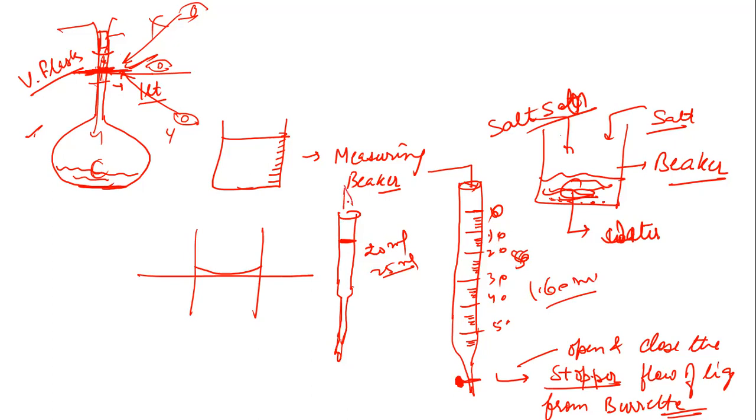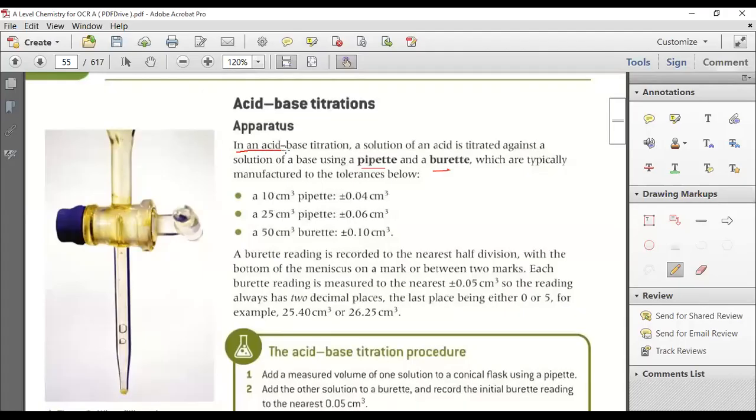This pipette can have a suction bulb, or you need to suck liquid in it so that it will rise up to that point. So in acid-base titration, a solution of acid is titrated against a solution of a base using a pipette and a burette. Whenever you have an acid-base titration, we need to titrate an acid as well as a base, and this can be done with the help of a pipette and a burette.